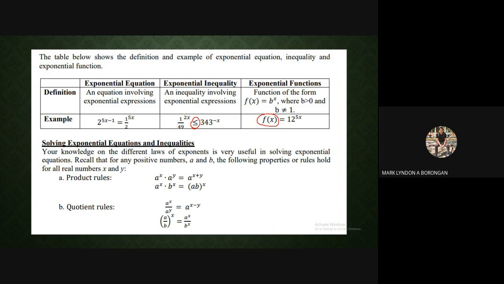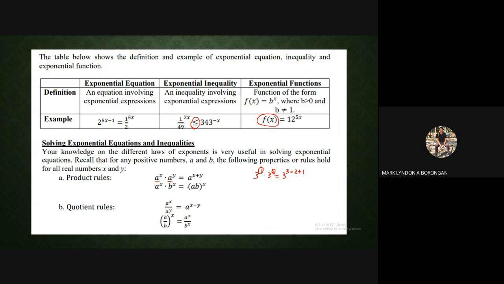So, unsa pasabot ani? When you have the same bases, guys, if same og base, therefore, you can add the exponents. Let's say for example, 3 to the power of 1 times 3 to the power of 2. Therefore, you'll have 3 to the power of 3. Ang 3 diha, gikuha ra na siya from here and here. So, that is just 2 plus 1. And also, for the product rule, when you have a to the power of x times b to the power of x, it is just equal to a times b to the power of x.